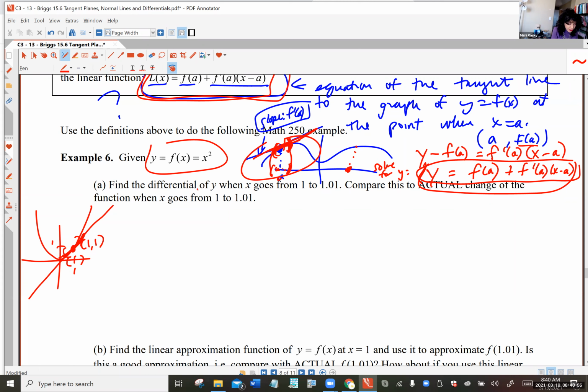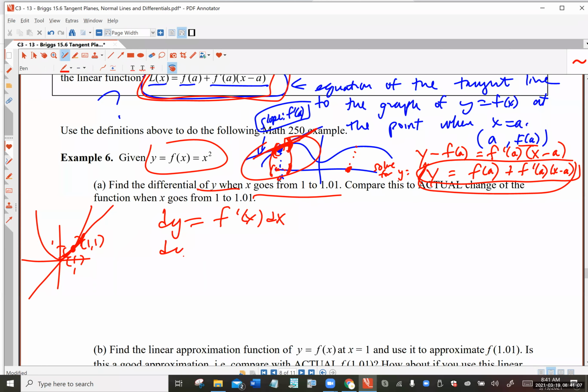So let's find the differential of y when x goes from 1 to 1.01. So now they're asking me to approximate a change. So dy is f prime of x dx. That's the differential. And for us, f prime is, well, what's the derivative of x squared? 2x.